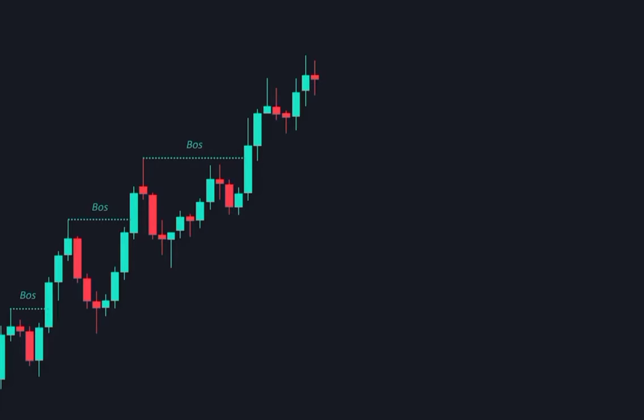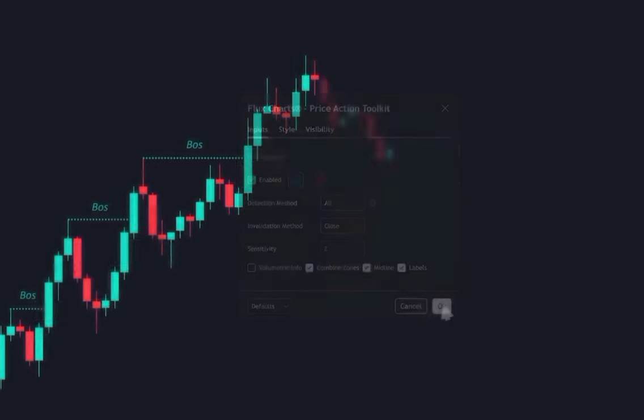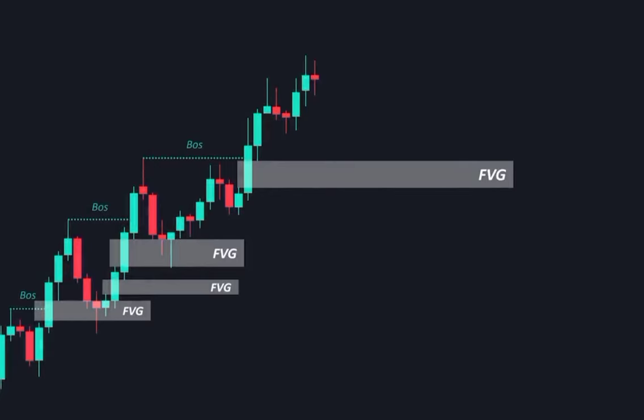Next, we have fair value gaps. If you enable this option in the indicator settings, they will automatically appear on the chart. Fair value gaps represent imbalances on the price chart where there's a gap between the fair value of the price. The market often returns to fill these gaps as price seeks balance. We'll use these gaps as key areas of interest, expecting possible price reactions.